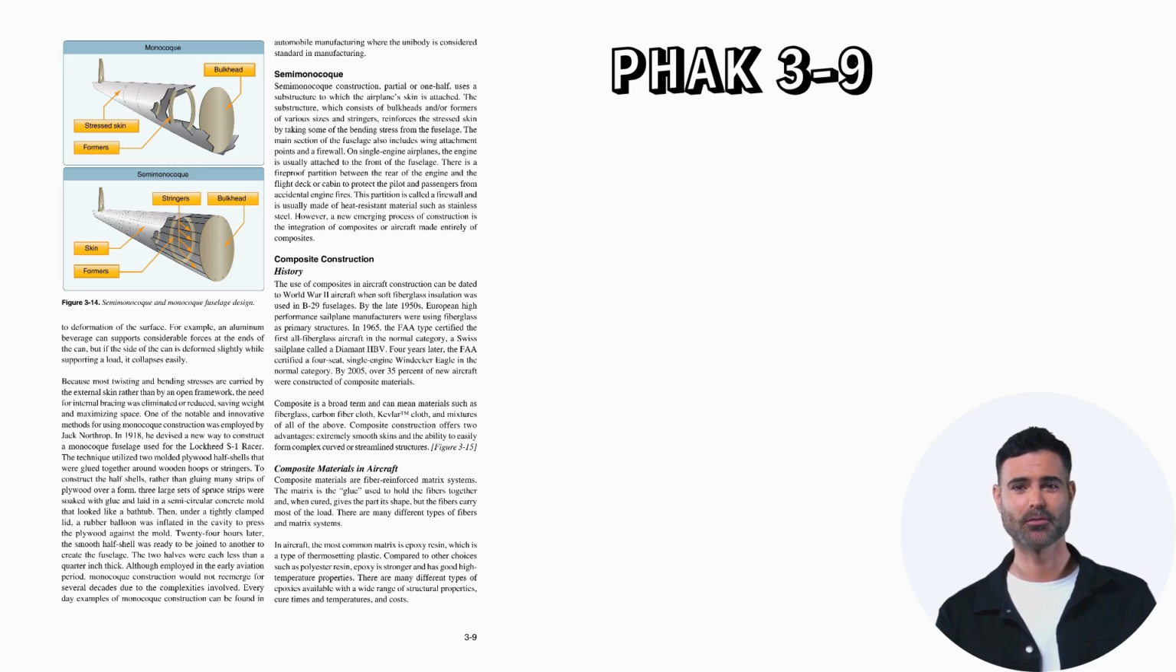By 2005, over 35% of new aircraft were constructed of composite materials. Composite is a broad term and can mean materials such as fiberglass, carbon fiber cloth, Kevlar cloth, and mixtures of all of the above. Composite construction offers two advantages: extremely smooth skins and the ability to easily form complex curved or streamlined structures.